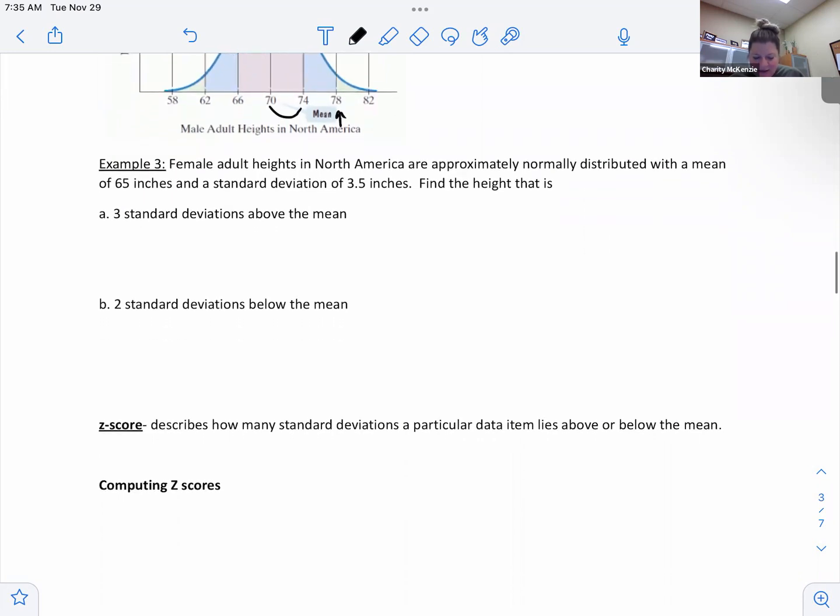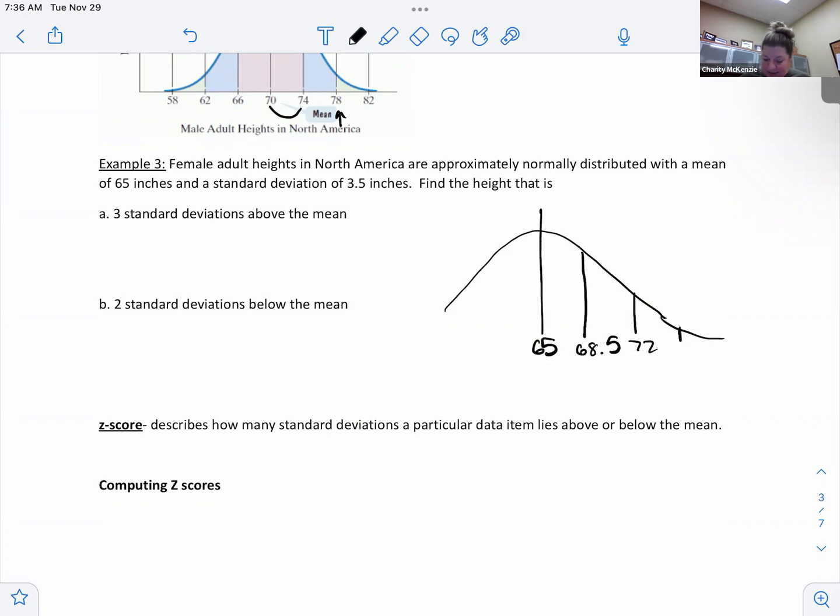Okay. Female adult heights in North America are approximately normally distributed with a mean of 65 and standard deviation of 3.5. Find the height that is. I'm going to draw this. That's just what I suggest every time. Draw it. The mean is 65, and we're going to add the 3.5 so we get 1 standard deviation above, 68.5. Then I add 3.5 again, and that would be 2 standard deviations above, which is 72. And just in case we need it, we can add the 3.5 again and get 75.5. Man, that's a tall woman.